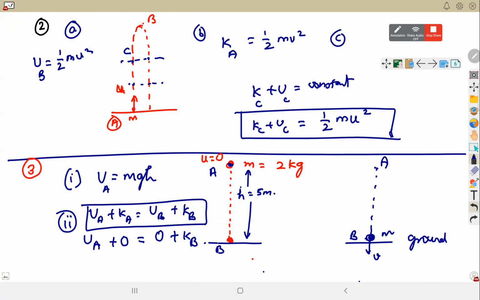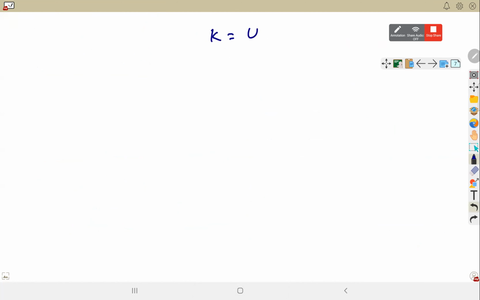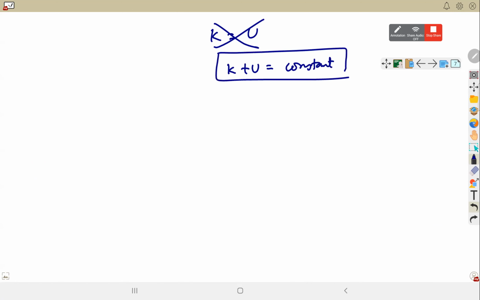K is equal to c is no formula. K is equal to u is no such formula. K plus u is constant because energy can be lost due to friction. We did K plus u is constant. This is the actual concept.